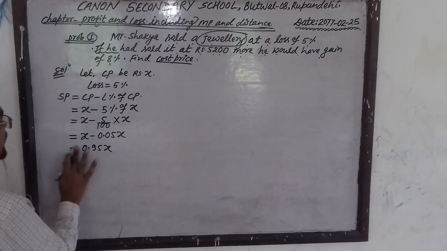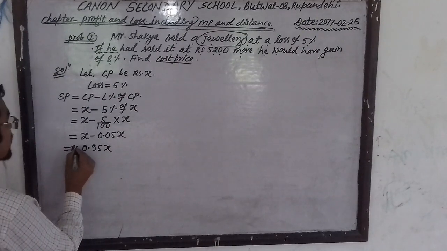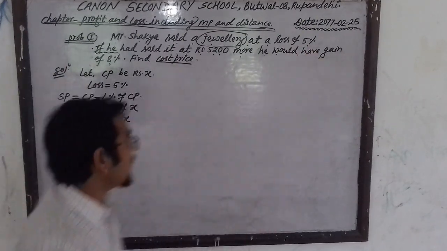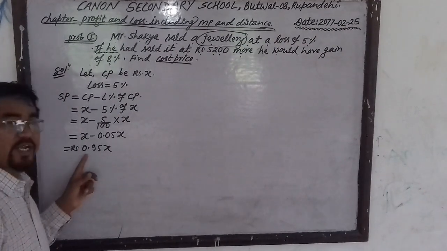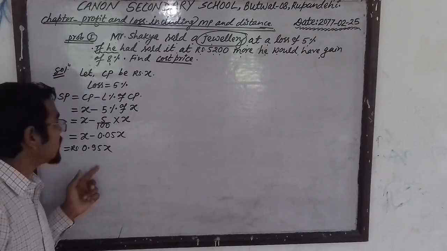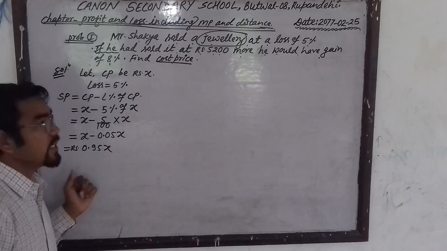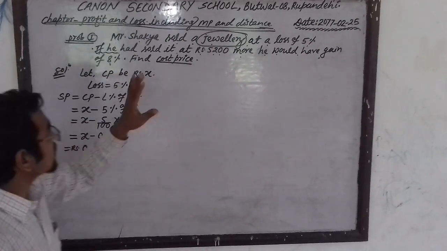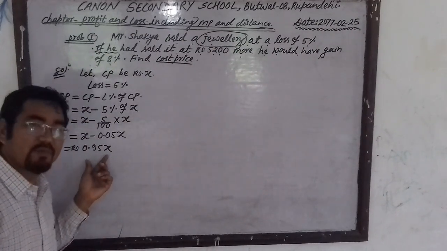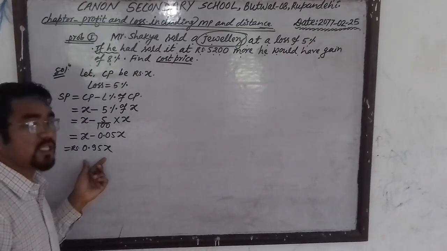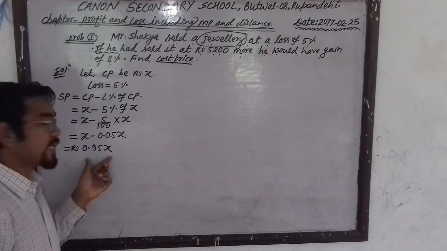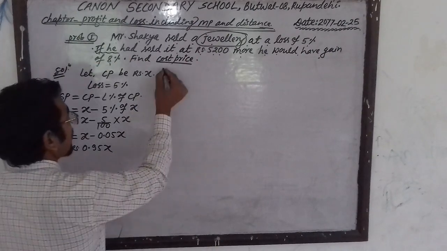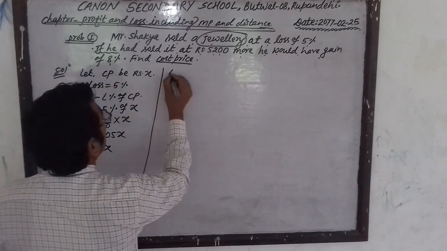So it becomes 0.95X rupees. If there is a 5% loss, then our selling price becomes 0.95X. This 0.95X is the selling price if it is sold at a 5% loss. Here we don't have an exact number, but it is coming in the form of X.